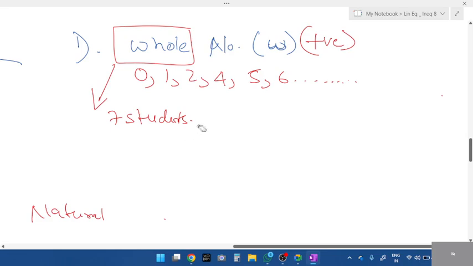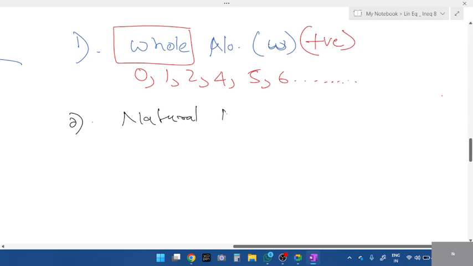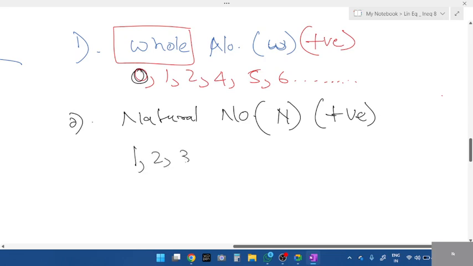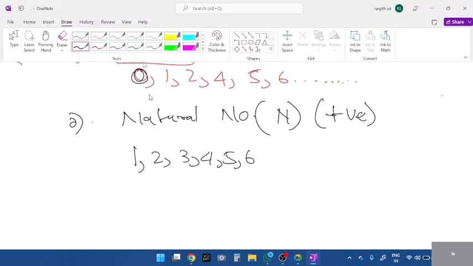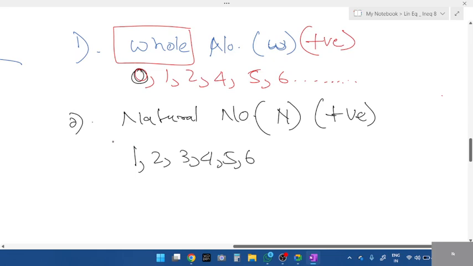Next. Can you tell me the difference between natural number and whole number? What is natural number? All of you will respond. Natural number is N. N stands for natural number. All are positive. Respond, students. Unmute the call and respond. Whole number starts from which one? Whole number starts from 0. Natural number starts from 1. That's the only difference. When you talk about natural numbers, we don't include 0.